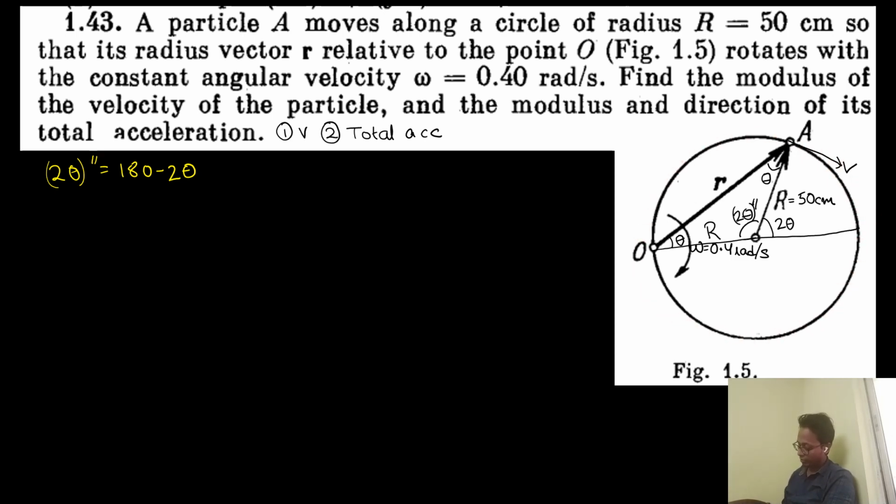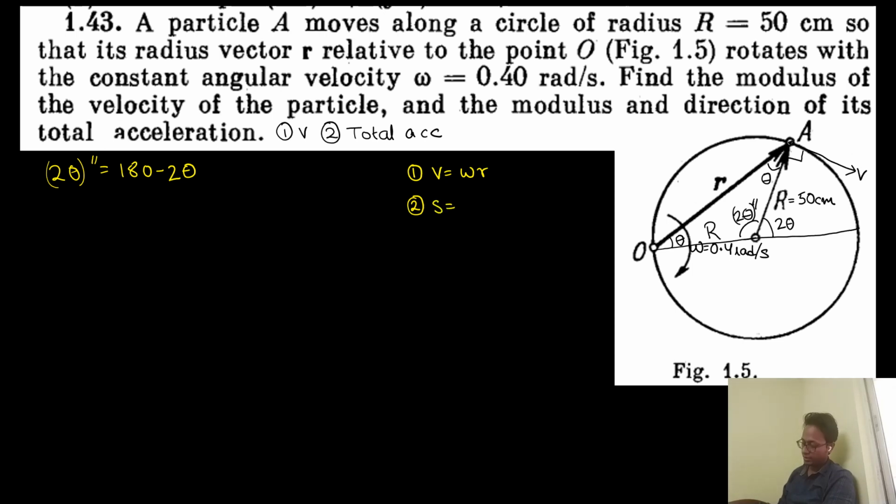So the velocity will always be tangential to the circle. This velocity will always be tangential to the circle, so this angle will always be 90 degrees. This much is understood. Now we use the concept of V is equal to omega into R. In circular motion, you will have studied V is equal to omega R.